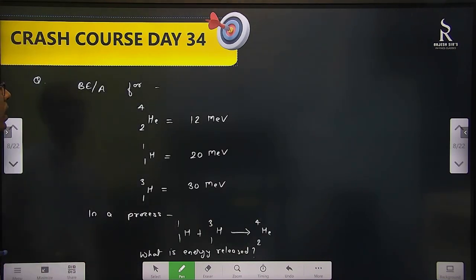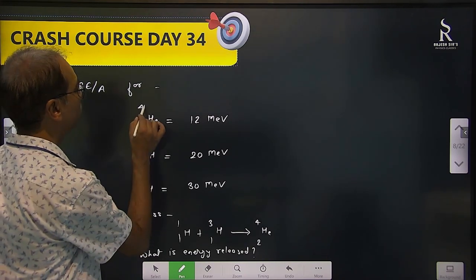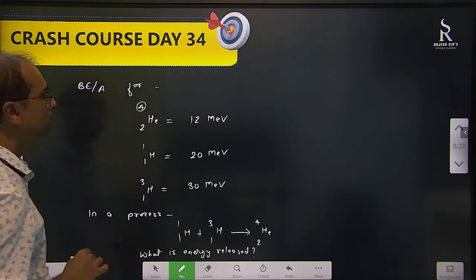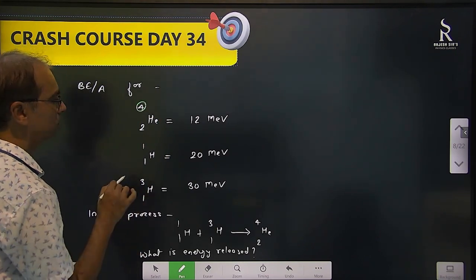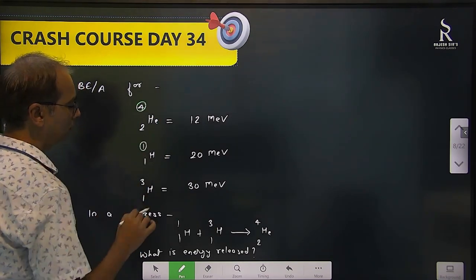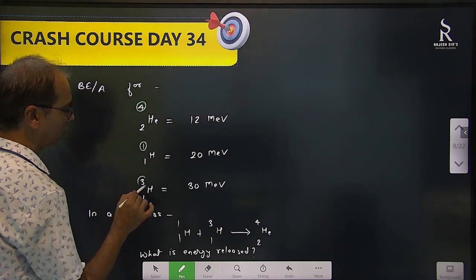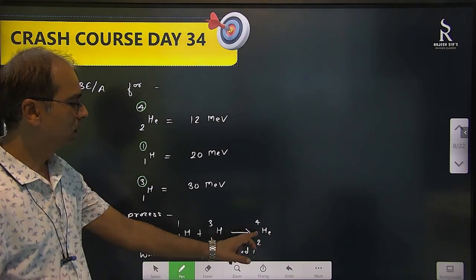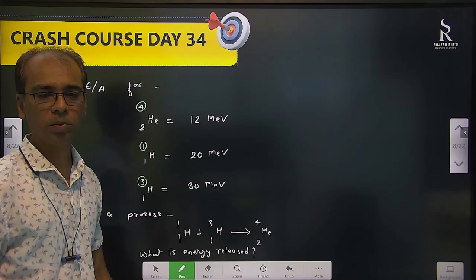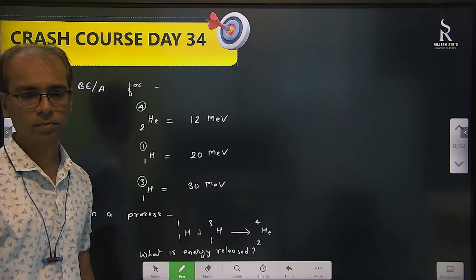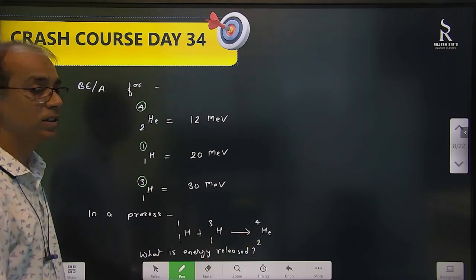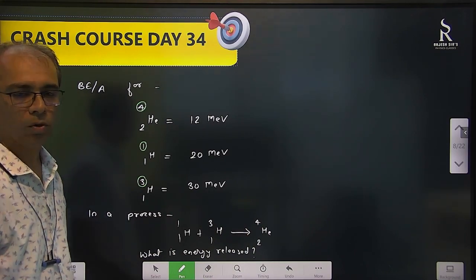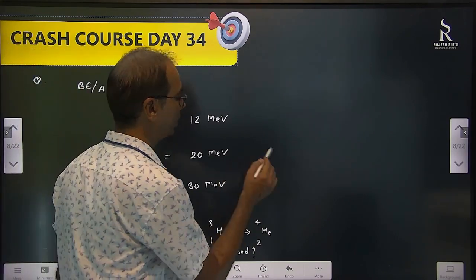This is binding energy per nucleon. So binding energy per nucleon for helium. How many nucleons are there? 4. Hydrogen, 1 nucleon. Hydrogen, there are 3 nucleons. What is the process? In a process, 1H1 plus 1H3 is 2He4. Whose binding energy will be more? So how much energy is released this time? Fine, no problem to us. So what will be the solution saying?